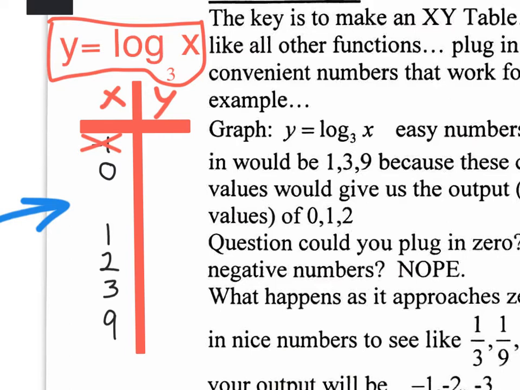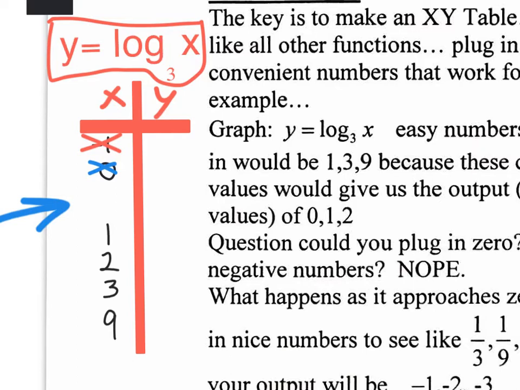Now how about 0? Could I plug in 0 into here? Would it work? In other words, does 3 to a certain power give me 0? Anybody? It doesn't work either, right? Because 3 to the 0 is 1. It doesn't give me 0. 3 to the 1 is 3. And even 3 to a negative number will not give me 0. Like 3 to the -1 will give me 1/3, not 0.